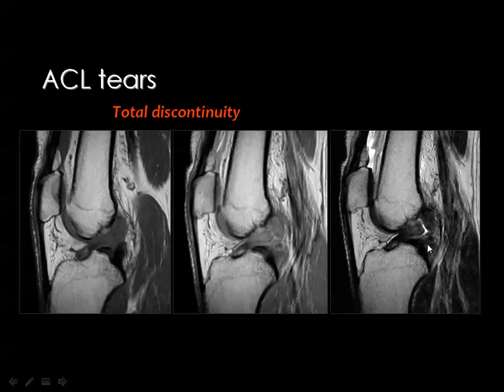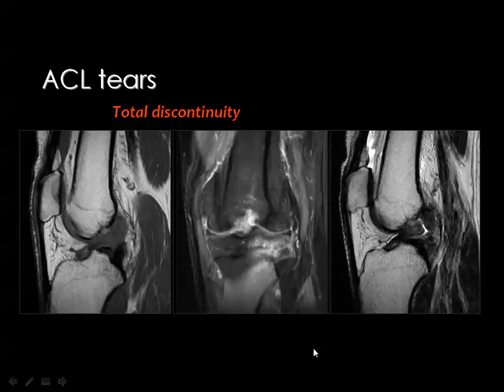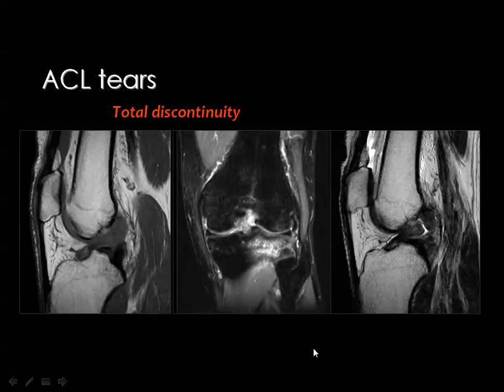If you look carefully, you can see that there is fluid signal within the anterior cruciate ligament near its femoral attachment. The ligament is bulky and its signal is different, and here you can see it is of intermediate signal, somewhat increased signal in the proton density and in the T2 weighted image, and this means that there is rupture of the anterior cruciate ligament.